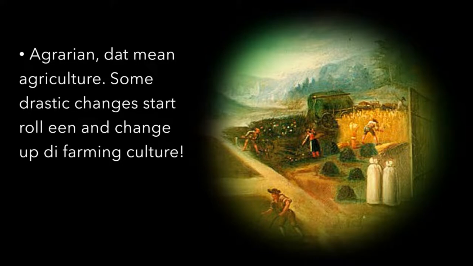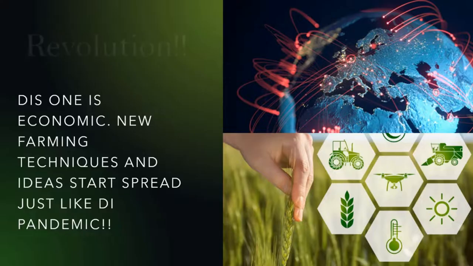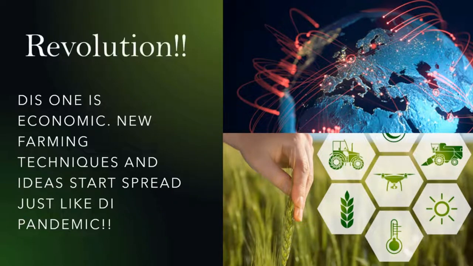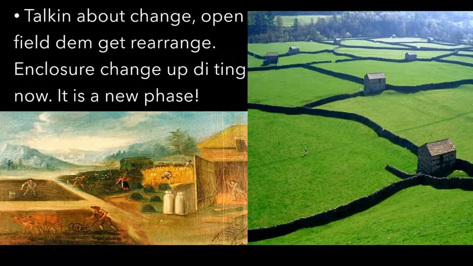Some drastic changes start rolling and change up the farming culture. Revolution. This one is economic. New farming techniques and ideas that spread just like the pandemic. Talking about change. Open field, them get rearranged. Enclosure change up the thing now. It is a new phase.